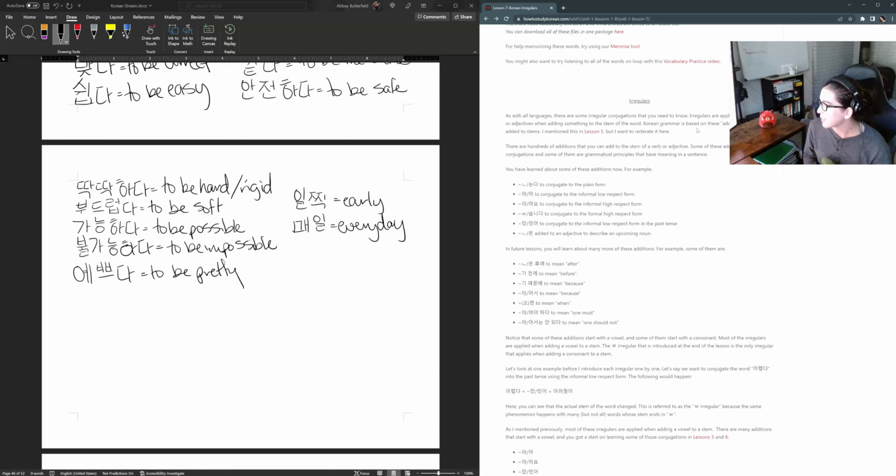All right, let's see. We learned 았 and 었, which is informal low respect in past tense. 는 and 은, which is an adjective.